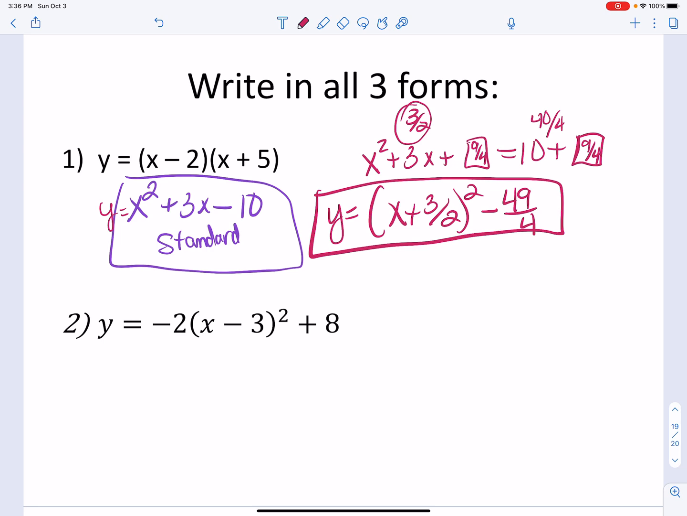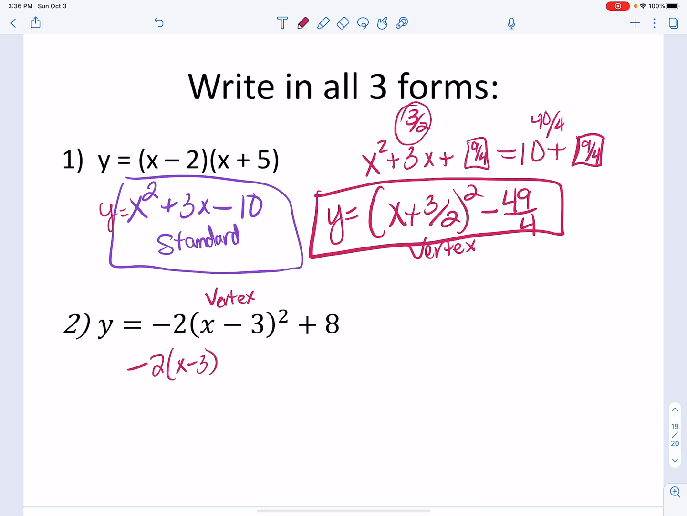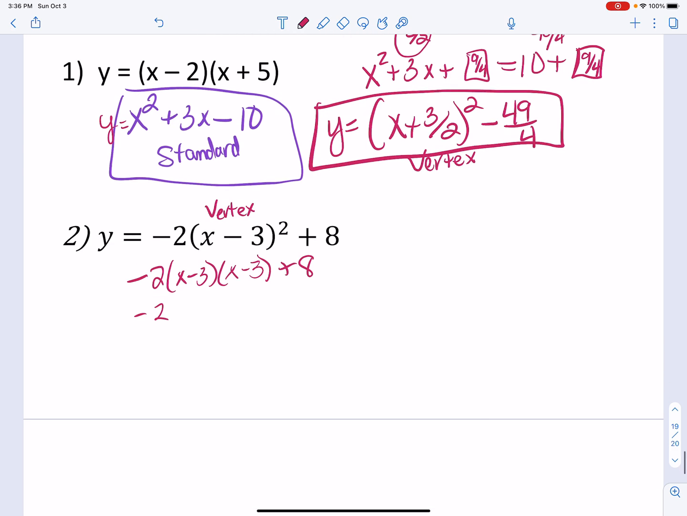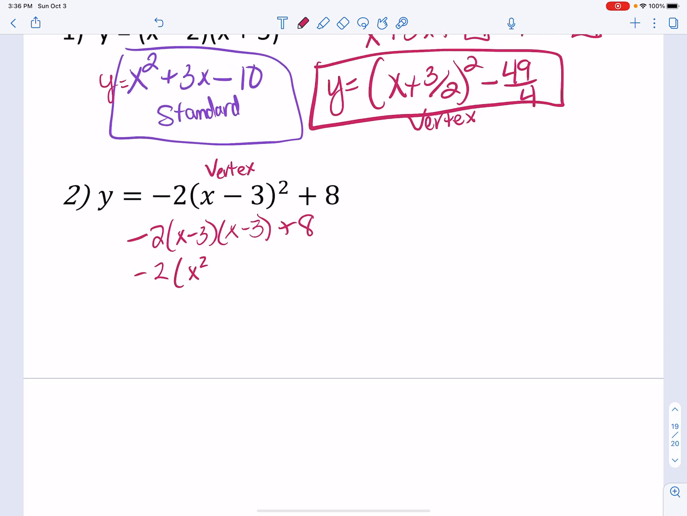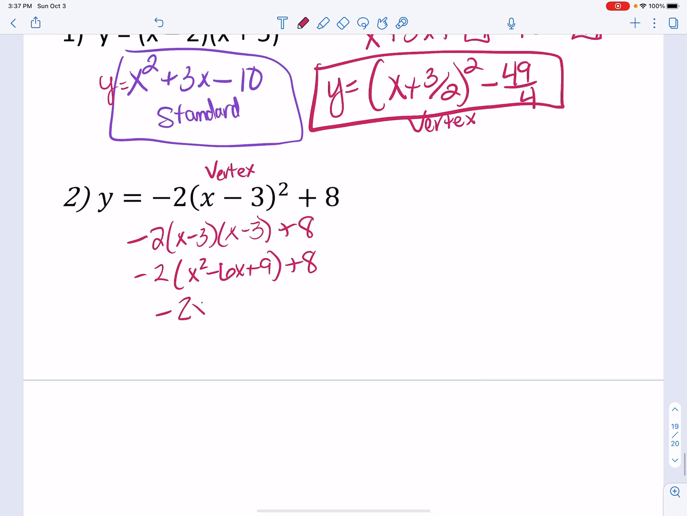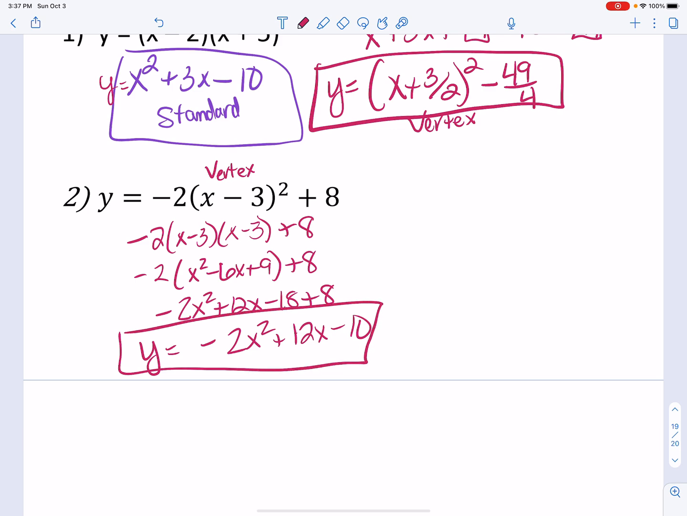Okay, so then on this one, this is in vertex. Sorry, this one was in vertex, because you can see your vertex. So you're going to write that twice, (x minus 3) and (x minus 3). So then you get negative 2 times (x squared minus 6x plus 9) plus 8. So negative 2x squared plus 12x minus 18 plus 8, which is negative 2x squared plus 12x minus 10. So that is my standard form.